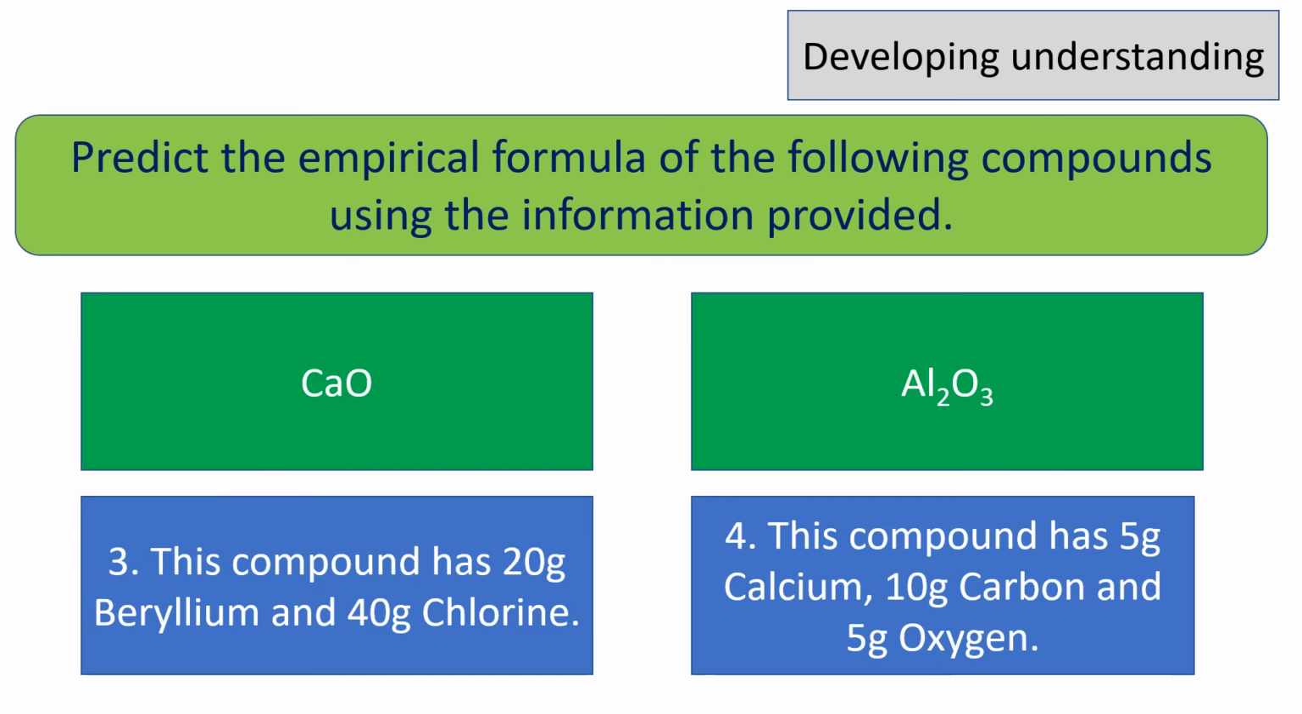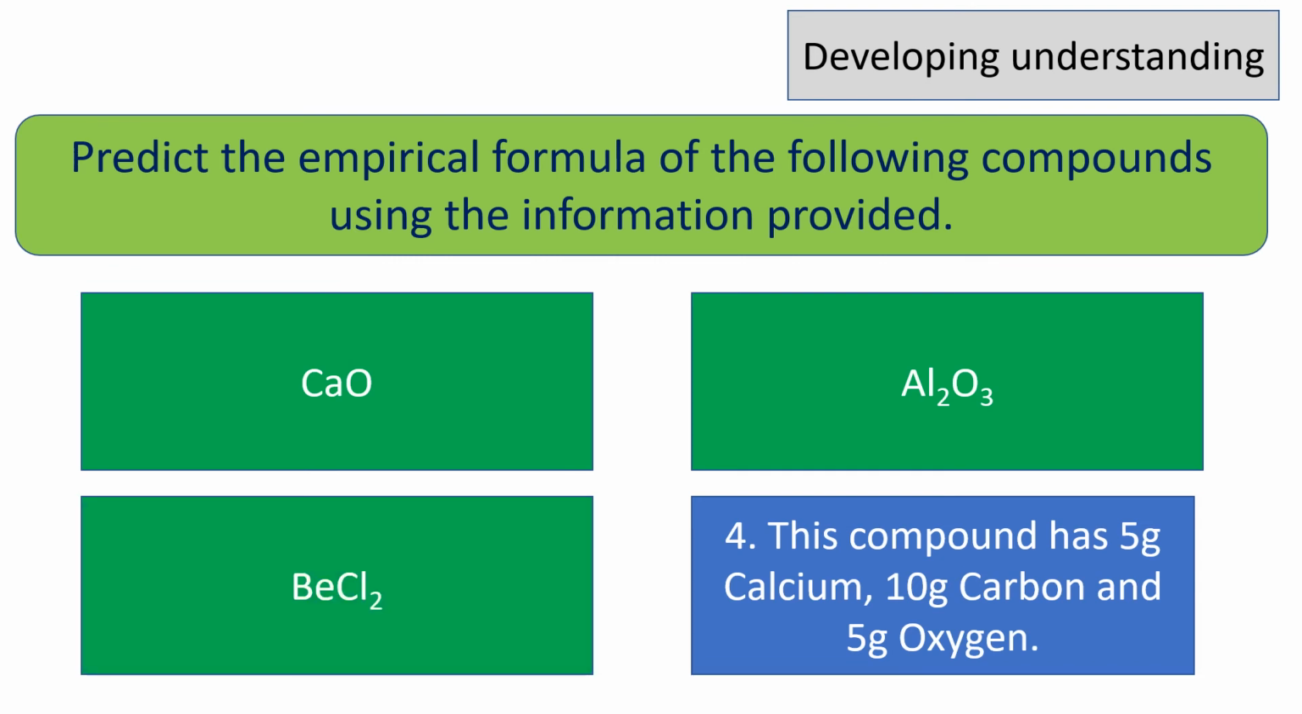So number 3, this compound has 20 grams of beryllium and 40 grams of chlorine. So that's a 20 to 40 ratio, which I could simplify to 2 to 4. I could simplify that to a 1 to 2 again. And so 1 to 2 would look like BeCl2. So it might be that you've simplified it, but have you got to its simplest form?